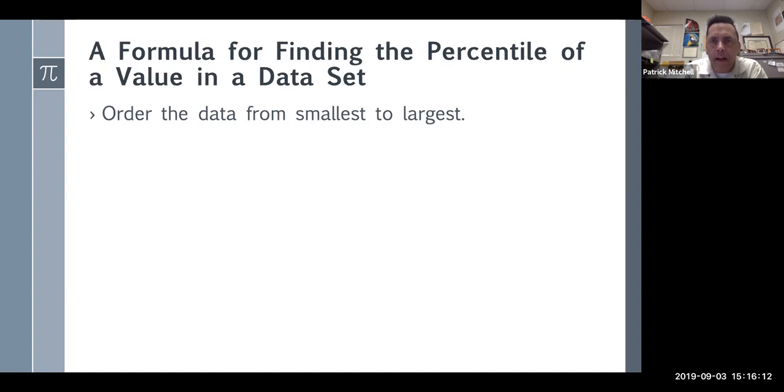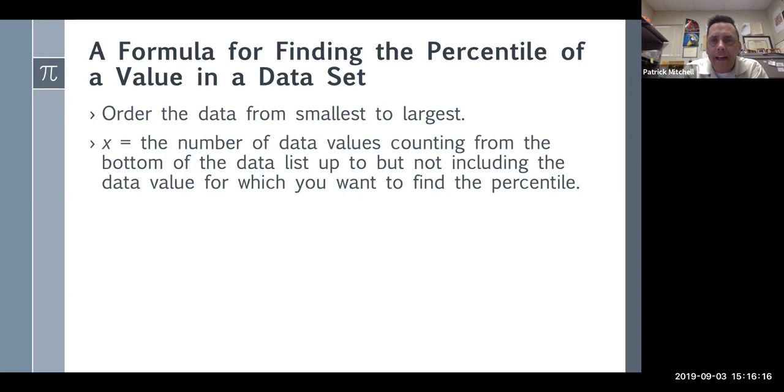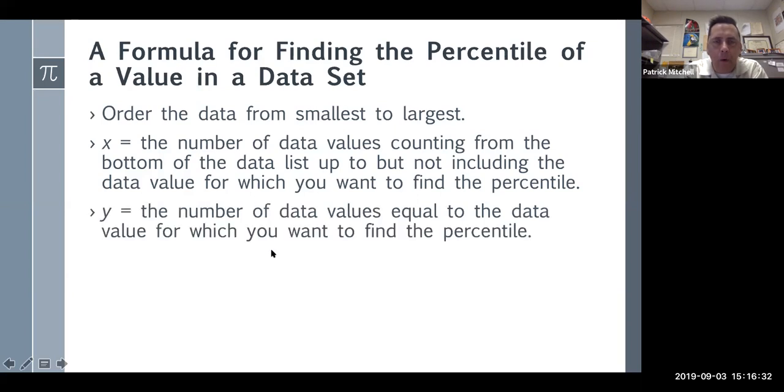Again, put your data in order from smallest to largest. And then you have to find a value called X and a value called Y. And here's what those mean. So X is the number of values that are less than the data value that you're looking for, and Y is the number that are equal.